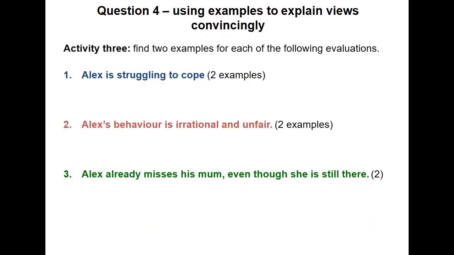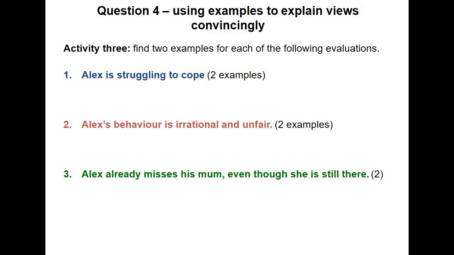So, using examples to explain views convincingly, okay? I want that to be your subheading, okay? Using examples to explain views convincingly. And I want you to find 2 examples for each of the following evaluations. So, 1, Alex is struggling to cope. Find me 2 quotes in that line 16 to the end that show us Alex is struggling to cope. Then, Alex's behaviour is irrational and unfair. 2 quotes that show that. Third, Alex already misses his mum, even though she is still there.